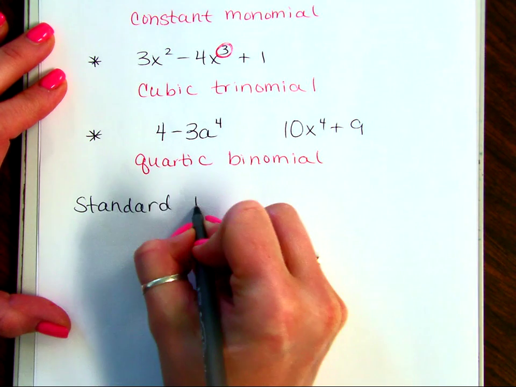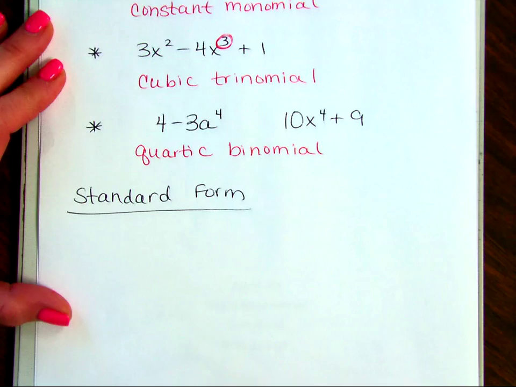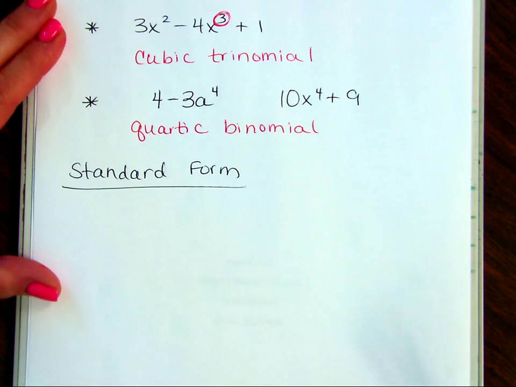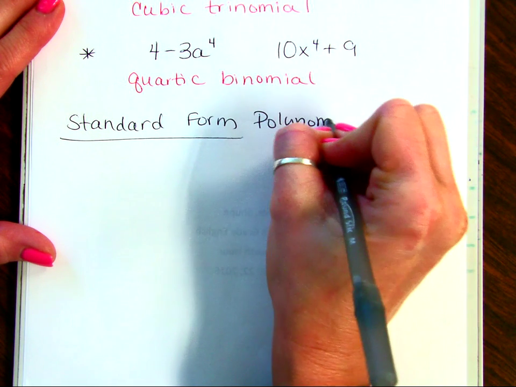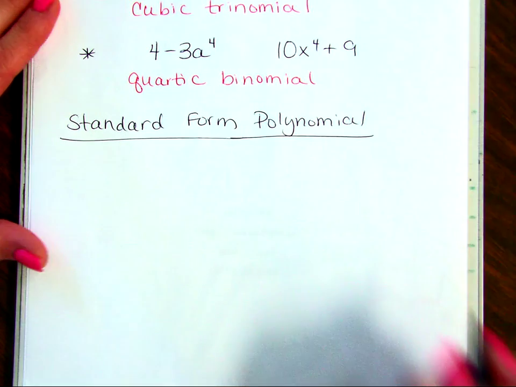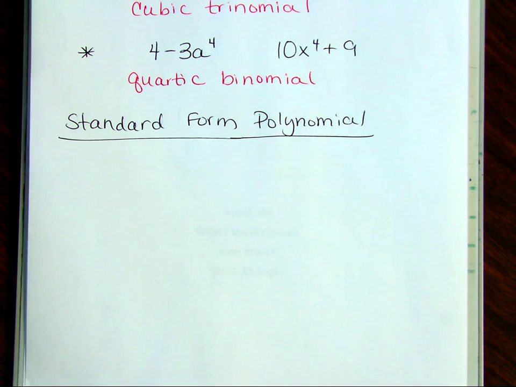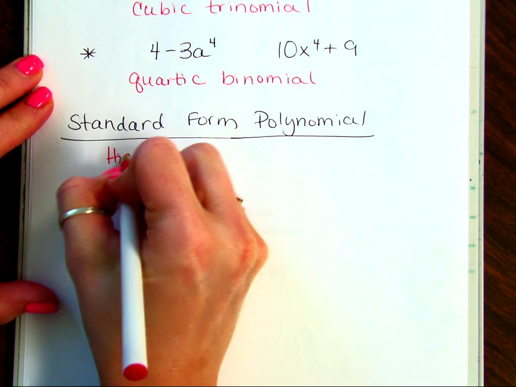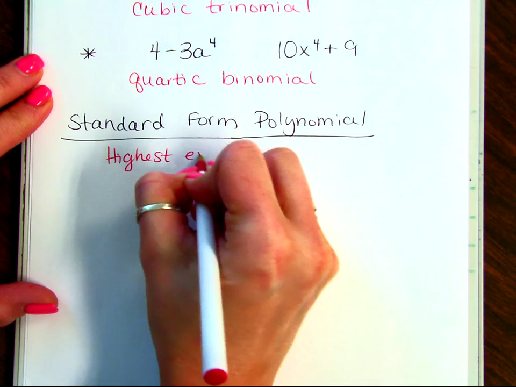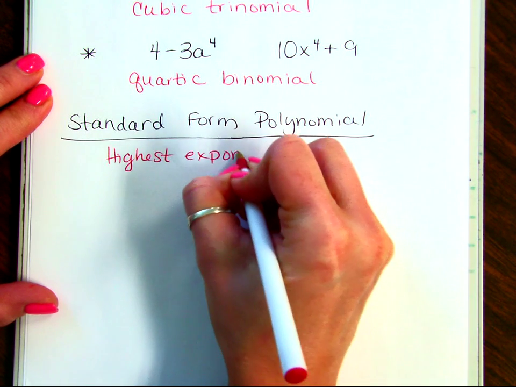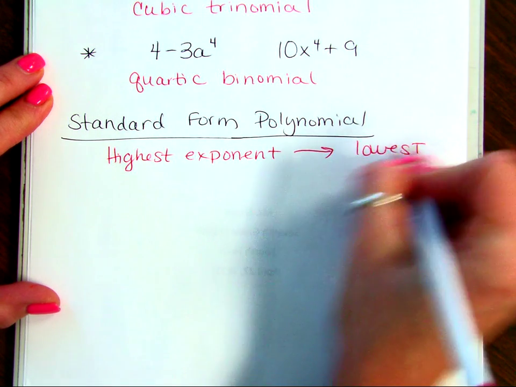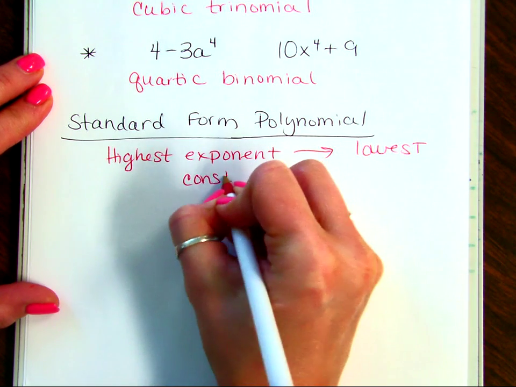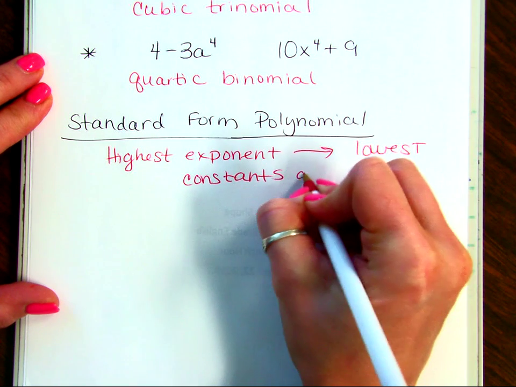of a polynomial is different from standard form of an equation. So standard form for a polynomial is really, really easy. It just means take those terms and move them around until you get it in order from the highest exponent down to the lowest. And then constants are always at the end.